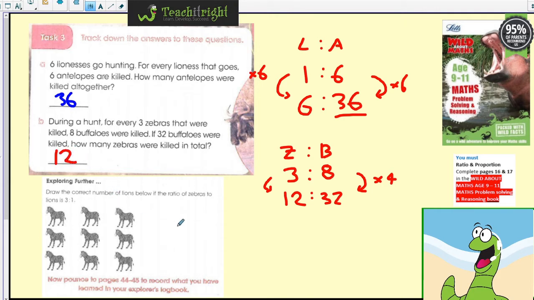And that's that one. So now, exploring further, draw the correct number of lions below if the ratio of zebras to lions is 3 to 1. So zebras first, lion second, so that's going to be 3 to 1. If I've now got 9 zebras, to go from 3 to 9 is times by 3, so I have to do 1 times 3. So that means there are 3 lions. That's what it's telling me. So I would need to draw 3 lions now.